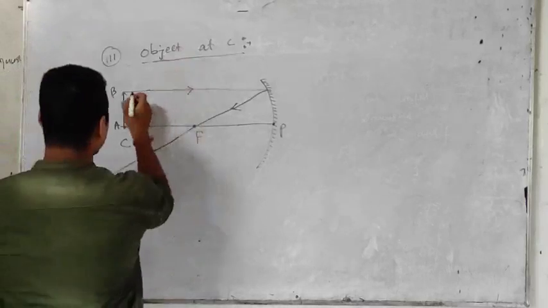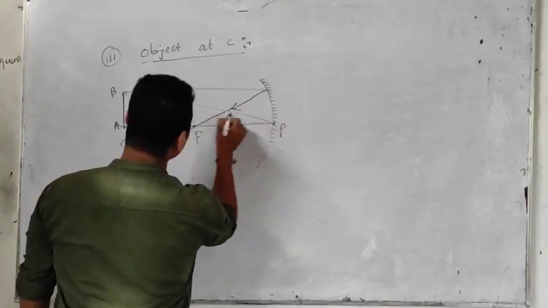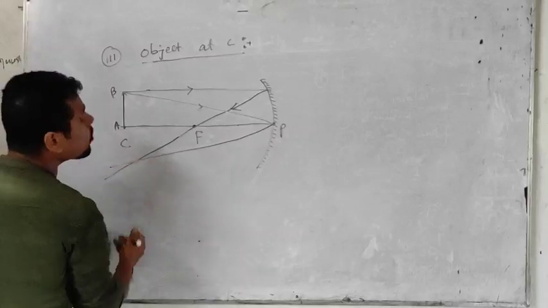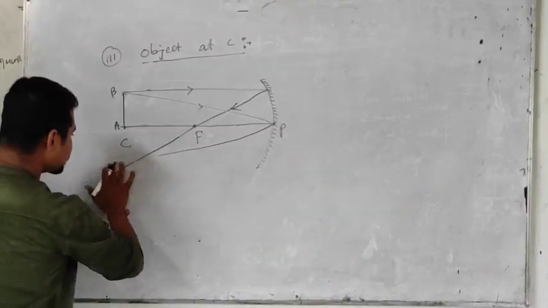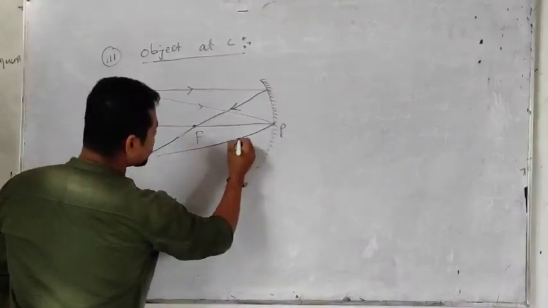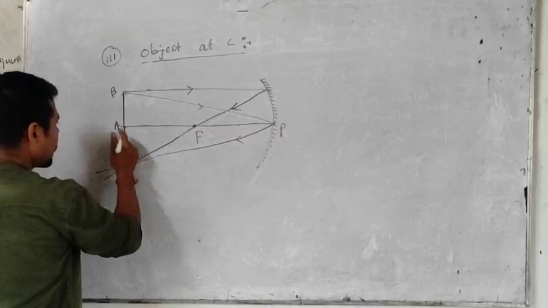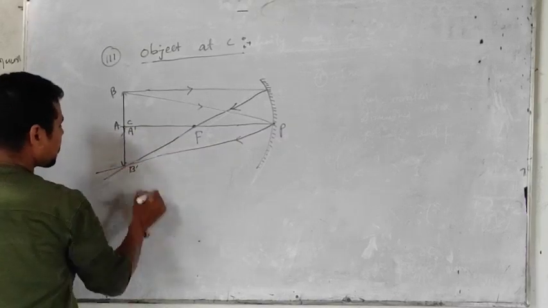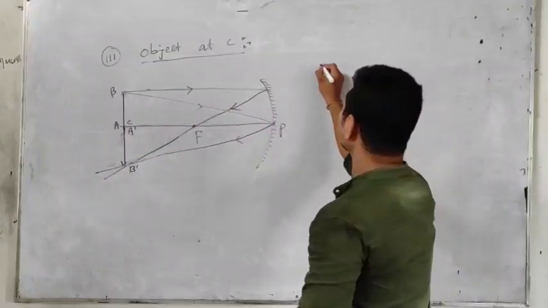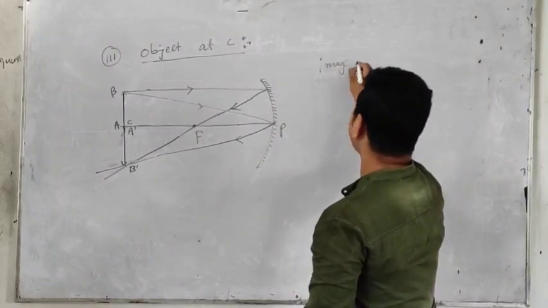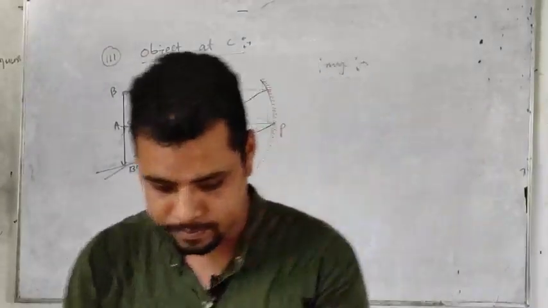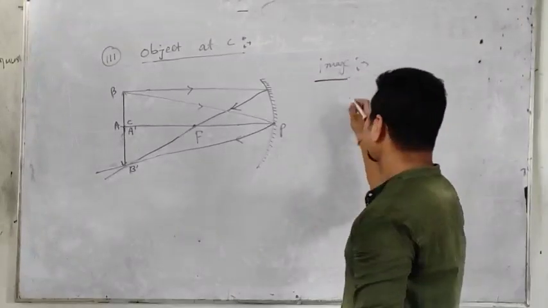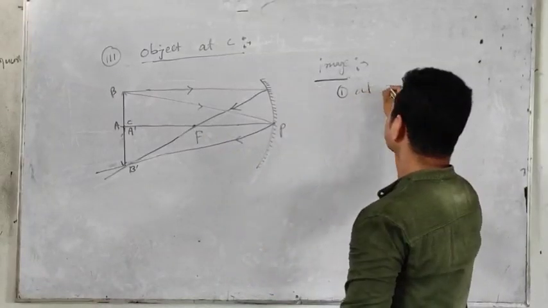Next, if a ray is incident at the pole, the incident angle will be equal to the reflected angle. Clear? The two rays intersect at the center of curvature. The image we get is an inverted image, A prime B prime. So the image is at where? At C.